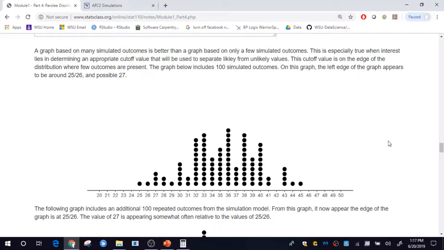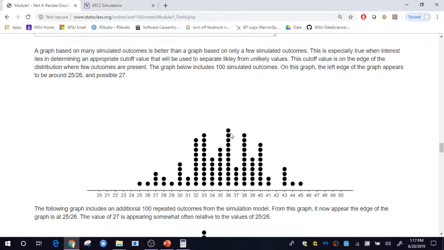So a graph based on many simulated outcomes is better than a graph that's based on only a few simulated outcomes. Now this is especially true when interest lies in determining an appropriate cutoff value that will be used to separate the likely from unlikely values. So again, that cutoff value is on the edge of that picture or on the edge of that distribution where I don't have very many outcomes. So it's important to get many simulated outcomes in order to determine where that lower cutoff is at.